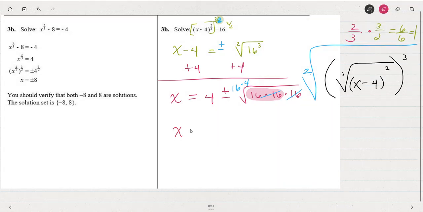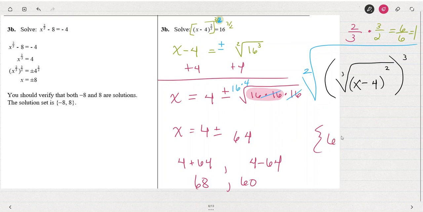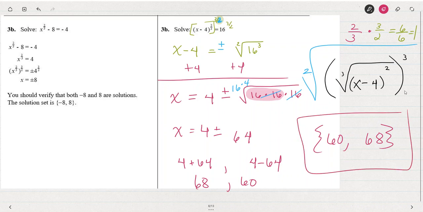So I've got x equals 4 plus or minus 64. And I don't want to leave it like that. I'm going to do 4 plus 64 and 4 minus 64. So that's 68 and negative 60. And I'm going to put them in order, smallest to biggest. So I end up with the solution set of negative 60 and 68.